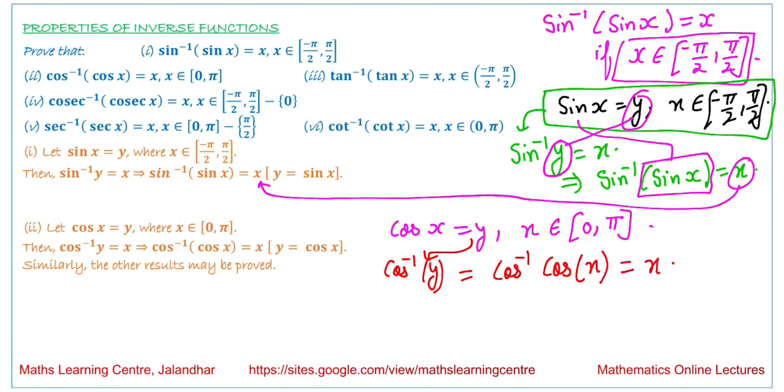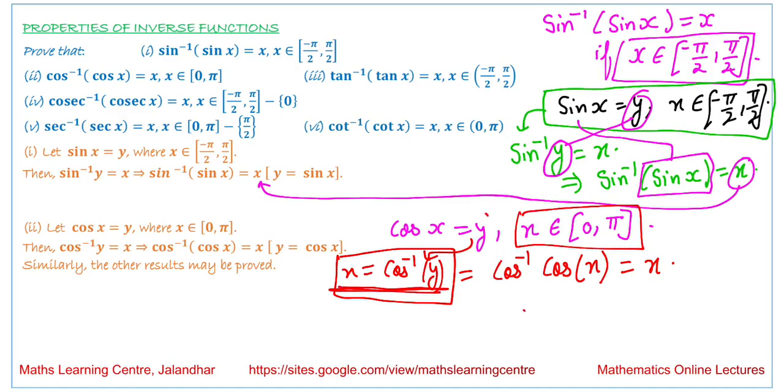That value is equal to x. We have considered that x is equal to cos inverse of y. The inverse function is defined if x belongs to the interval 0 to pi. So x is equal to cos inverse of y, and in place of y we substitute the value of cos x, and we obtain the answer as x. Similar results hold for other cases, such as tan x, where the value of x is a principal value.